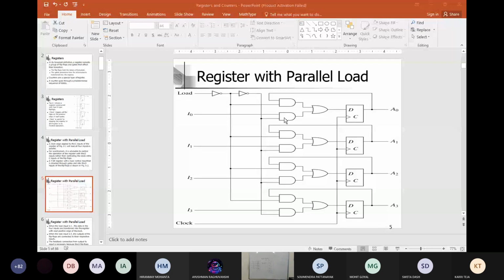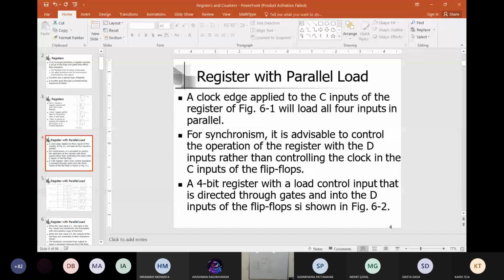Right? And now you can check the details of it. It is a clock edge type to the C inputs of the registers, where C means clear inputs and so on. Load and 4 control inputs, 4 inputs to be parallel. For synchronism, it is advisable to control the operation of the D flip-flops. The 4-bit register will have a load control input.